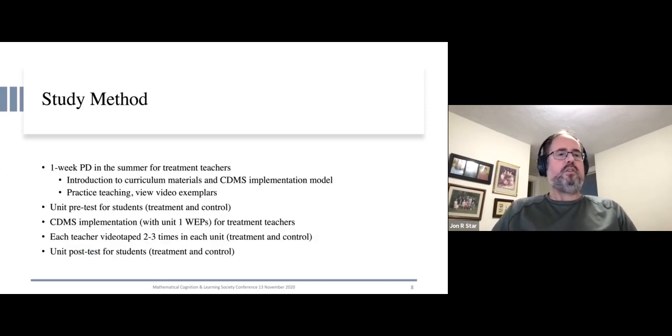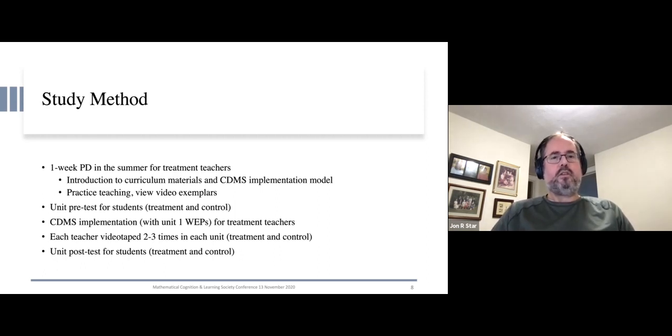We gave the treatment teachers some professional development. In particular, they worked with us for 1 week. It was about 35 hours of professional development in the summer, where they were introduced to the curriculum and the implementation model of CDMS. In addition, they spent a lot of time practicing the teaching of this model and also viewing video exemplars of others using this model.